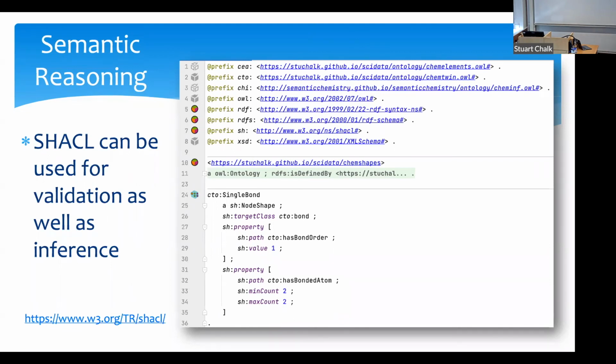The way we do that, again, this is based off of CTO, which is the chem-twin ontology. We identify that the target class, meaning the starting point, the node that we start in terms of defining this, is a bond representation, or an atom representation. And then we say, okay, a single bond has to be starting with a bond class, and the property of that bond is that it has a bond order that is only one, right? That it's a single bond.